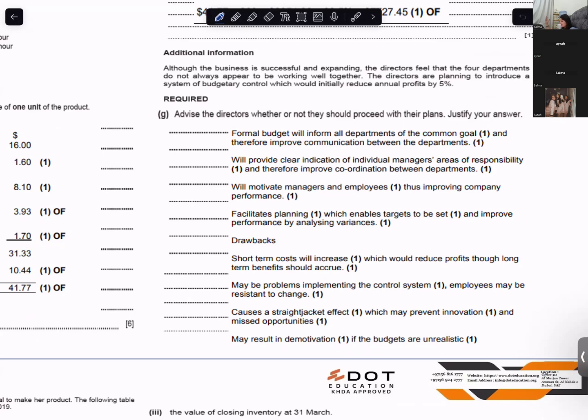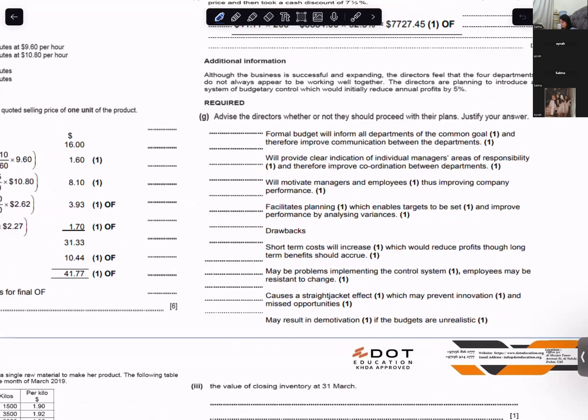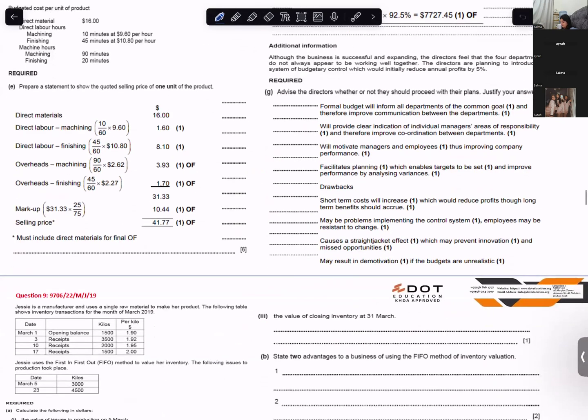Your cost would increase, your profits would reduce. Some employees may be very reluctant to change. So, advise whether your directors should follow budgetary control or not. They should follow budgetary control because in the long run, this will help them get more profit.